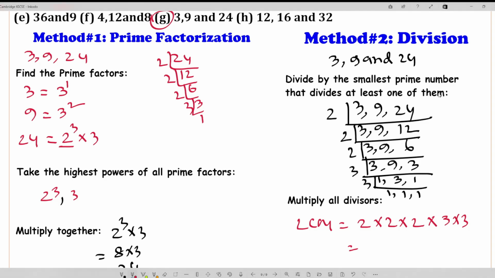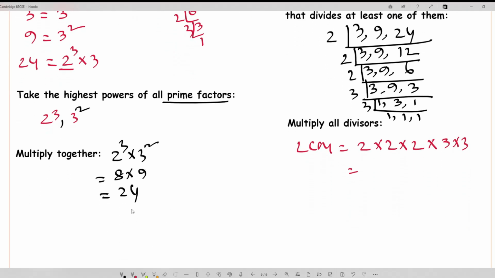Look, we made a mistake. Take the highest powers of all prime factors. I made a mistake. Here it should be 3 square. So here is 3 square, right? So 8 and 3 square means 9, and then the result will be 72.